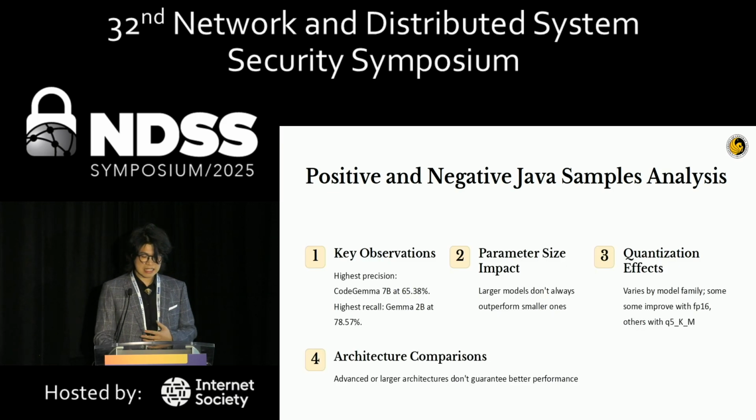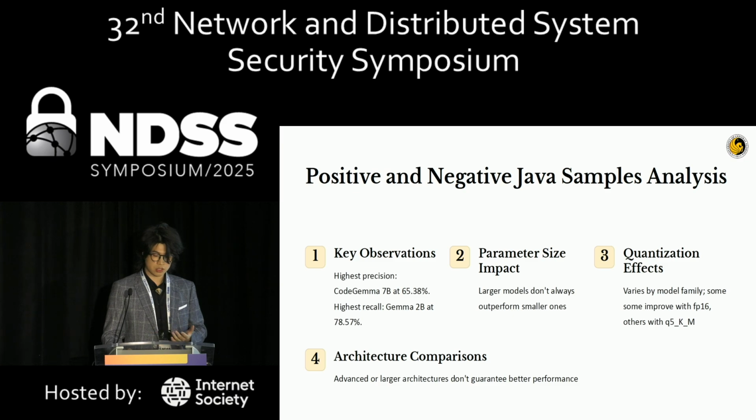From this result, several patterns emerged. First, certain models emphasize precision, while others stand out in recall. We also see that bigger parameter counts don't consistently yield better performance. And quantization preference differs by family. Finally, advanced or domain-focused variants don't automatically surpass earlier generations.